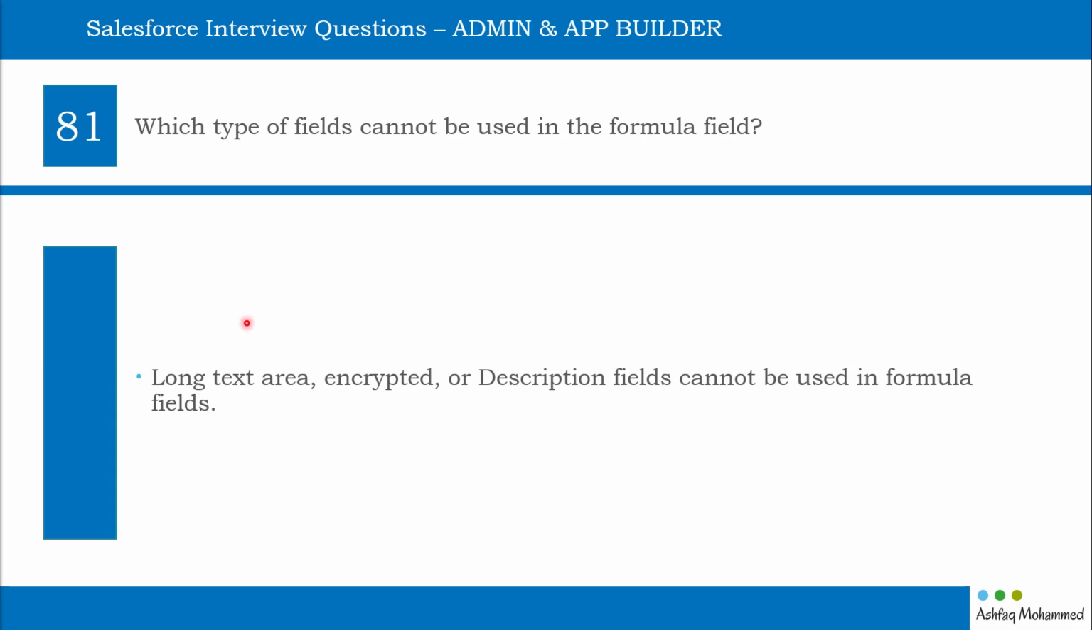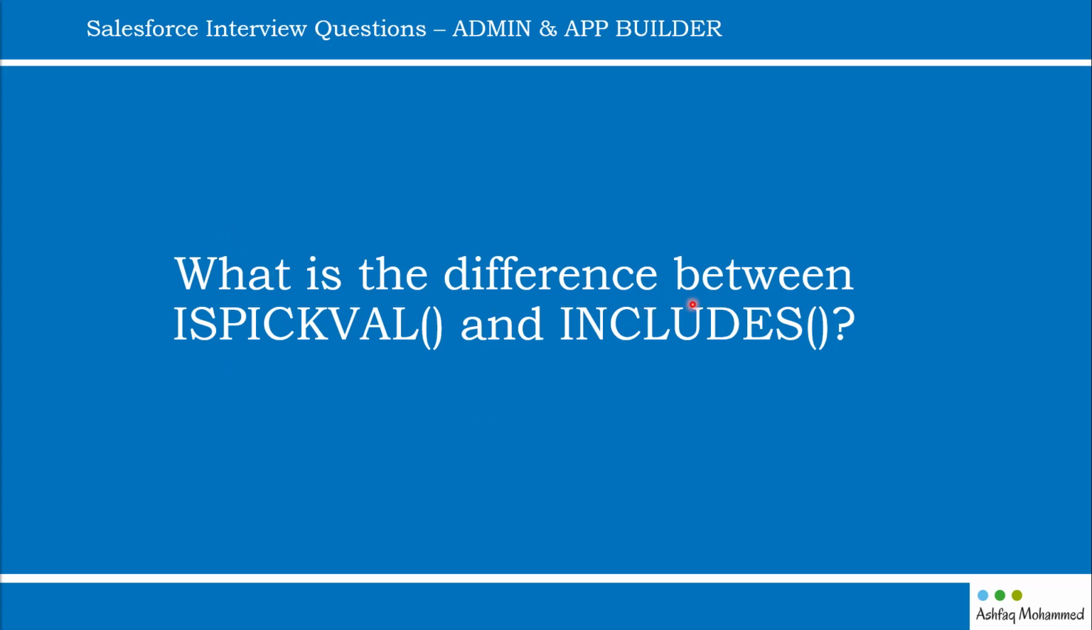Let's see this. Long text area, encrypted, and description fields cannot be used in formula fields. So long text area I cannot use in formula fields. Encrypted I cannot use. Even description fields I cannot use. Okay. What is the difference between ISPICKVAL and INCLUDES? This is really interesting.